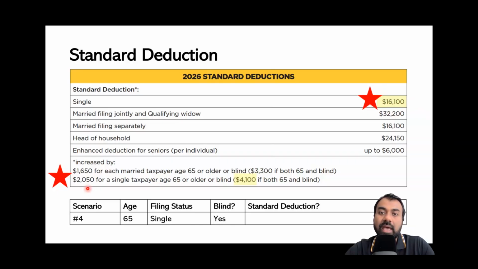And that's why they have two additional standard deductions equal to $2,050. So once we multiply that 2,050 by 2, we get 4,100. So that means this person's total standard deduction includes their regular standard deduction of 16,100 plus this 4,100. That brings us to this total standard deduction amount, which is 20,200.